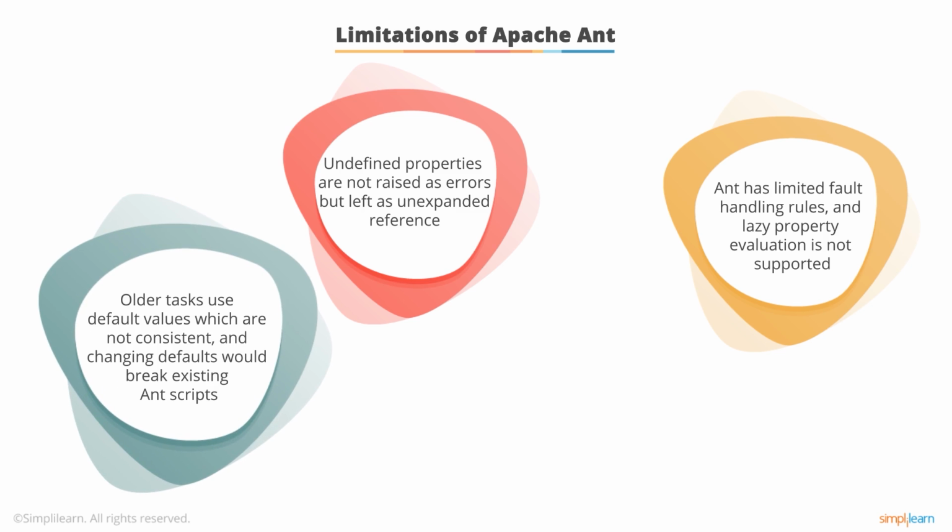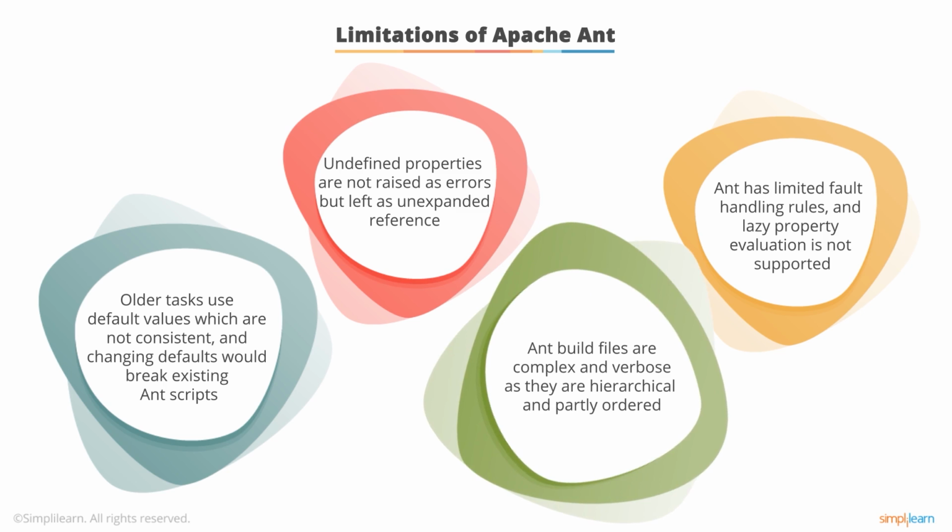Number 3, older tasks use default values, which are not consistent and can cause problems. You need to pay attention. Changing defaults can break existing Ant scripts. And finally, number 4, Ant build files are complex and verbose, as they are hierarchical and partly ordered.